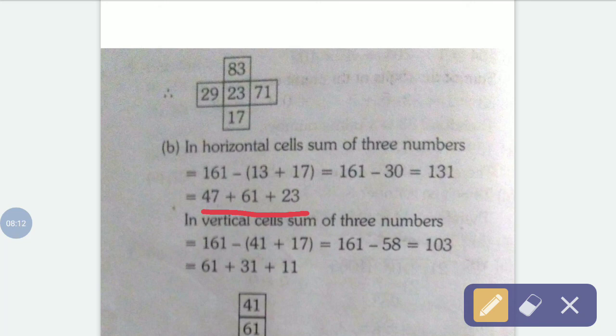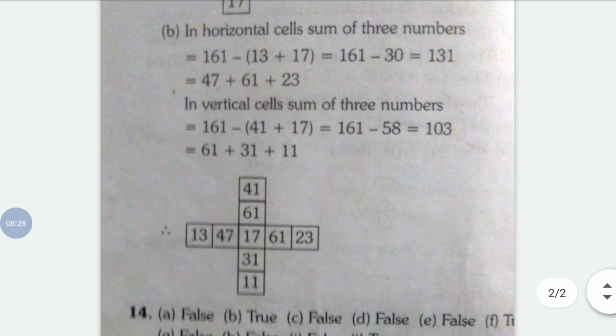Vertically, 41 and 17 are given. If you subtract that, you will get 103. So your combination is 61, 31 and 11. So how will you write that? 41, 61, 31, 11, 13, 47, 61 and 23. In this way you are going to solve it. And the next question is the 14th question, which is true or false, that you can do by yourself.